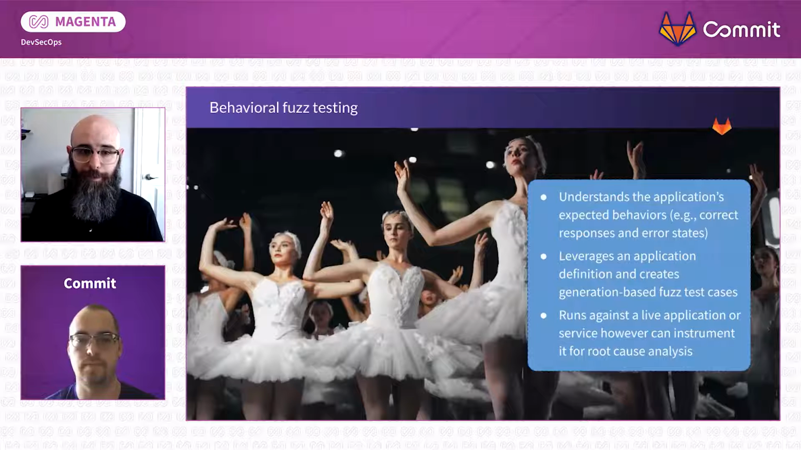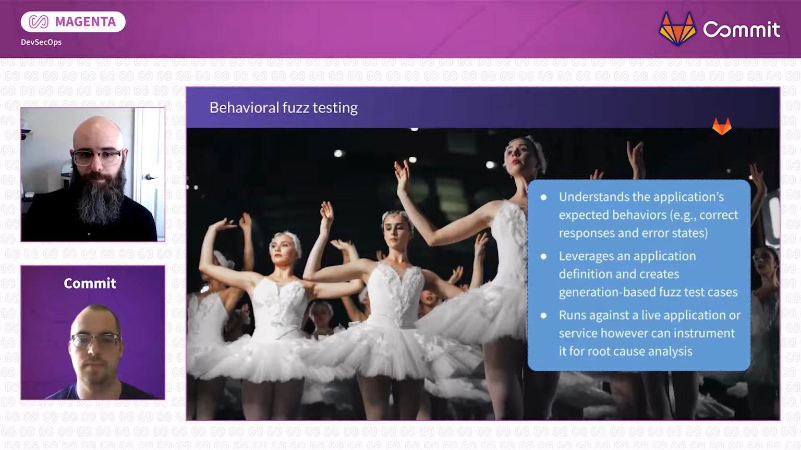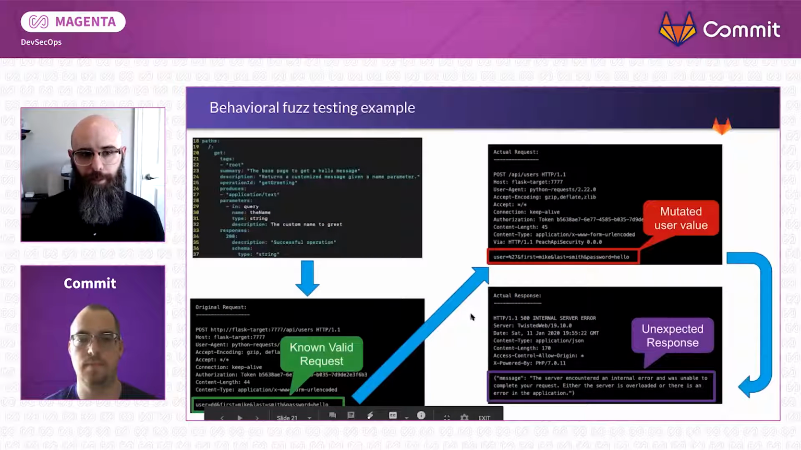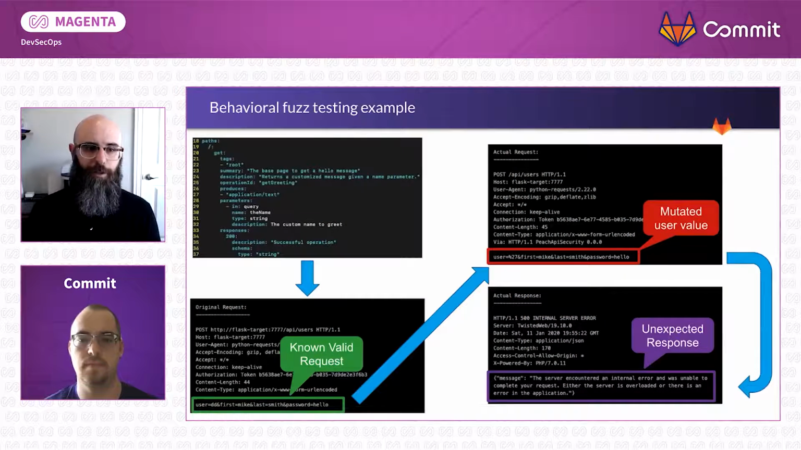The difference here is that behavioral fuzzing runs against the application when it's running. And because of that, it's now not having access to your source code, but can monitor for those unknown behaviors. Even though it's running against the live application, it can still instrument and help you find the root cause as well. On the screen here is an example of what behavioral fuzz testing would look like.